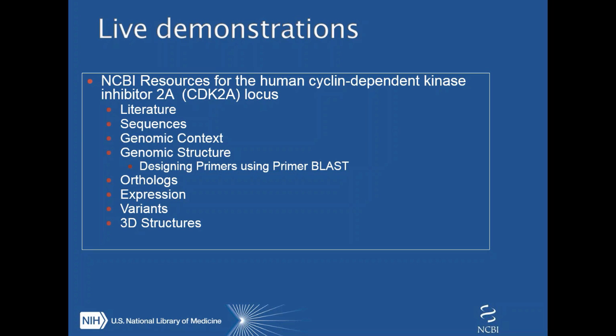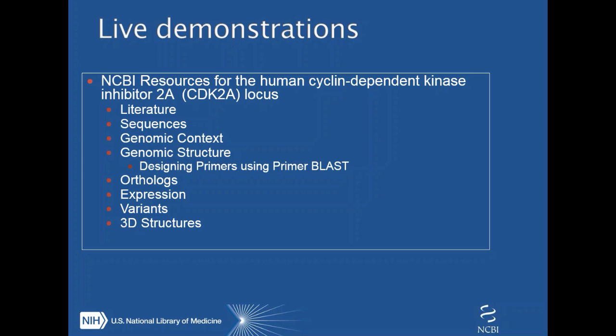So I'm going to look for literature for that gene and its products. Sequences, we'll look at the genomic context of that particular gene. We'll look at the structure of that gene in the human genome, and we'll even design some primers for a particular exon of that gene using Primer-BLAST. Then we'll do some other kinds of typical things that people do with molecular data. I can look for orthologous genes in other species. I can look for some gene expression data. And I'll look at variants, and that's going to sort of set the stage for what Ben's going to do. But before I switch over to Ben, I'll just do a last thing, and I'll show you a 3D structure for this particular protein.